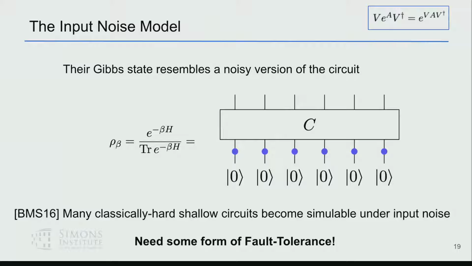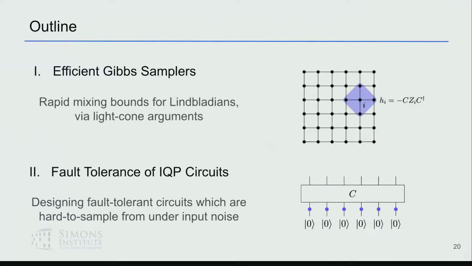Any other questions? So with that, I can get to the outline of the rest of the talk. It will be divided roughly into two parts. Part one will be about designing Gibbs sampling algorithms for this family of parent Hamiltonians. And what that entails roughly is a bound on a mixing time for a carefully engineered Lindbladian via arguably clever light cone arguments. And part two will be about complexity theory, and in particular about designing fault-tolerant circuits which are hard to sample from under input noise.